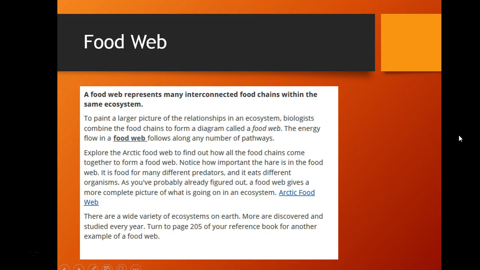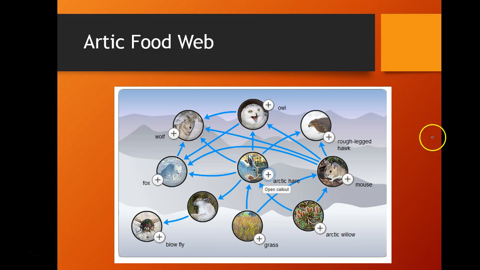So this is why in most cases, when we're trying to show all the relationships within an ecosystem, we utilize a food web. And a food web basically represents many interconnected food chains. So it combines all the different food chains that exist in the ecosystem and puts it in the format of a web. And so you can see the Arctic food web right here.